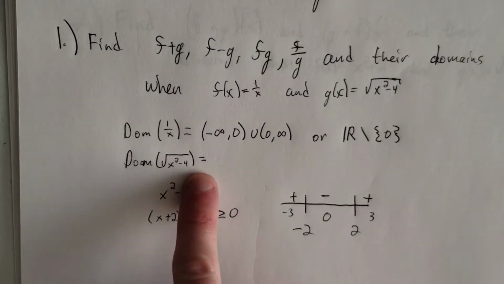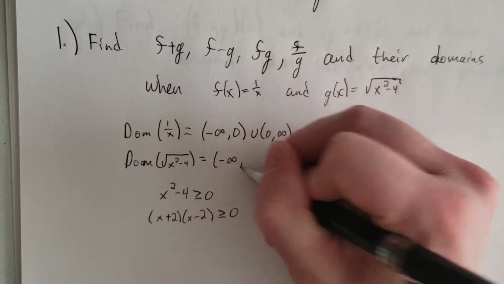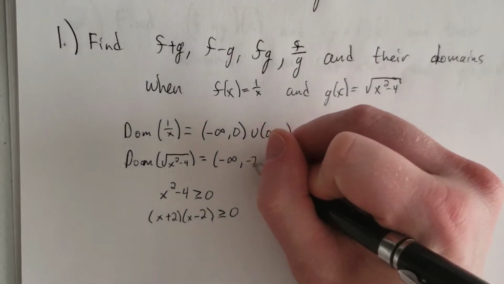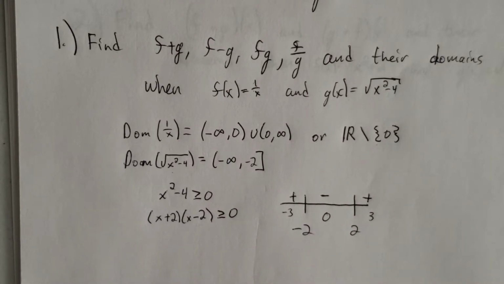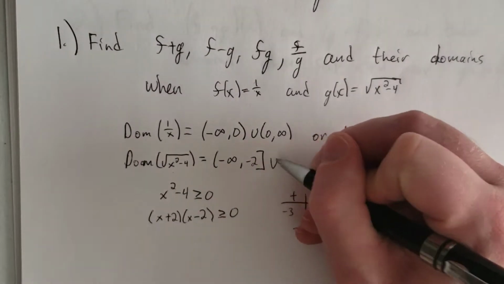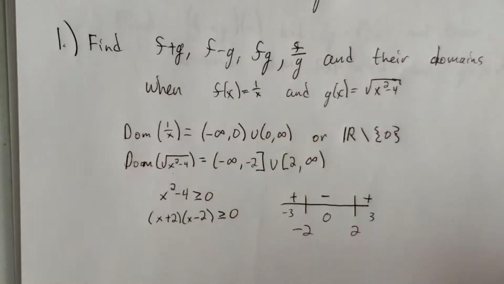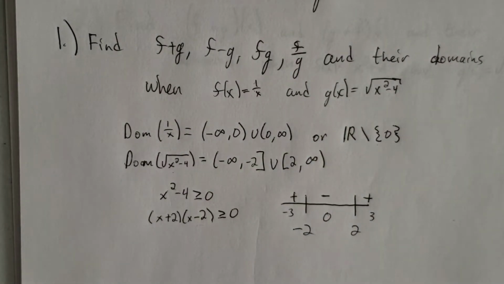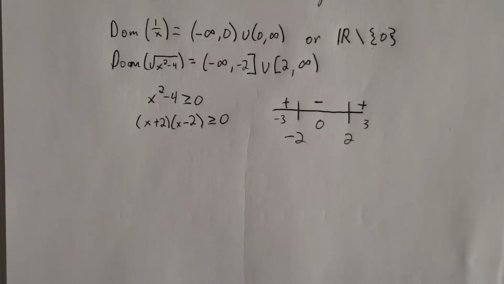What does this tell us? This tells us our domain, then, is the interval from negative infinity to negative 2, inclusive, because a negative 2 is allowed, right? That would make this function equal to 0, which is allowed here. Union 2, again, inclusive, to infinity. So those are our domains for each individual function. So now let's actually calculate the problem.